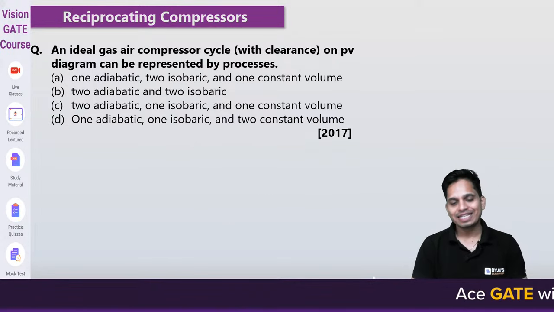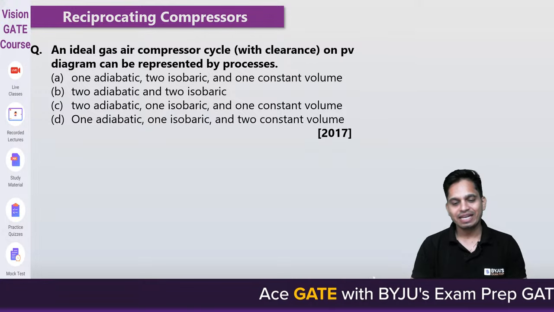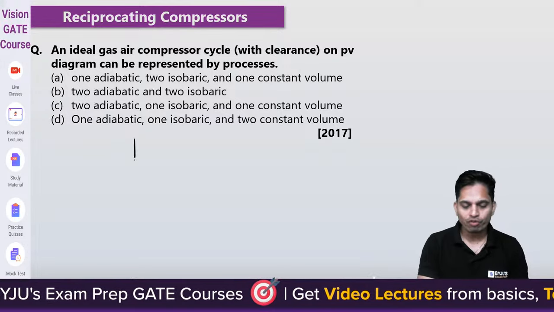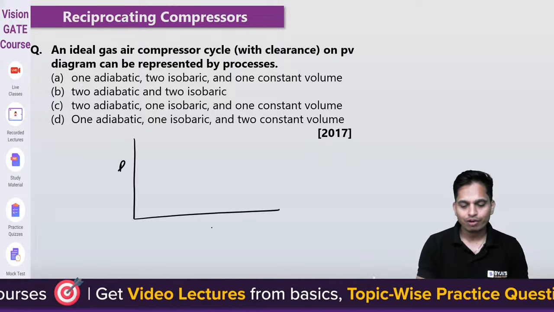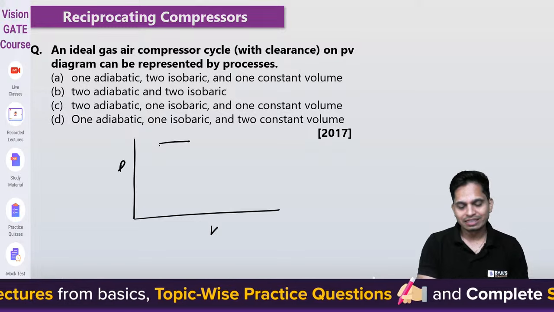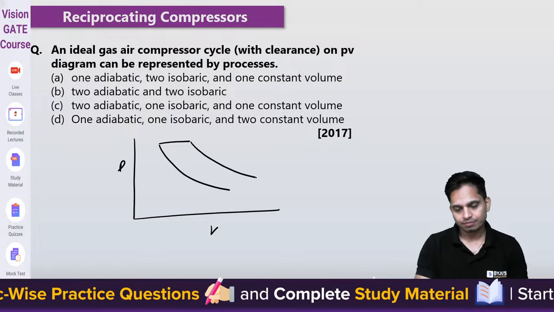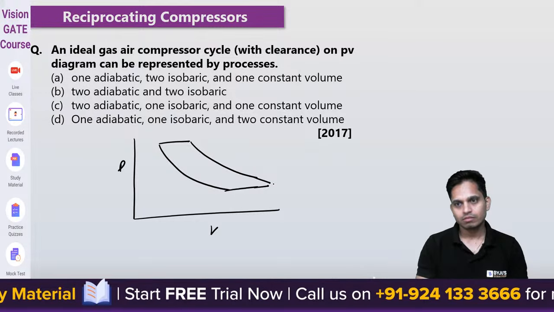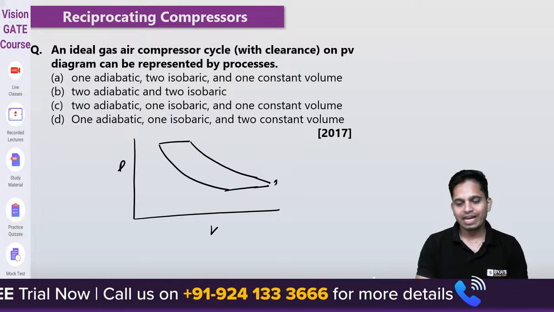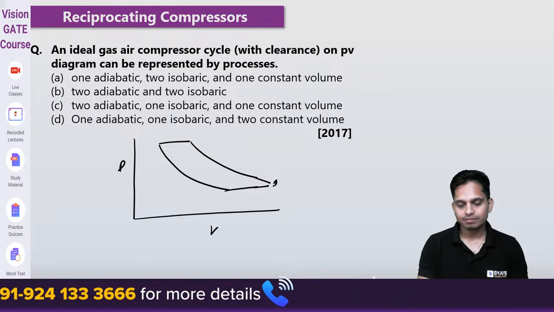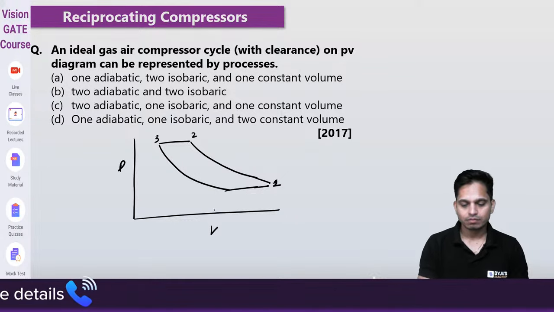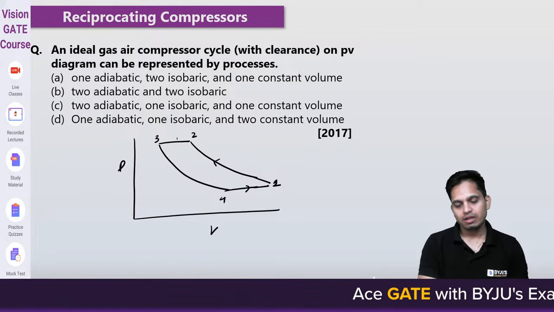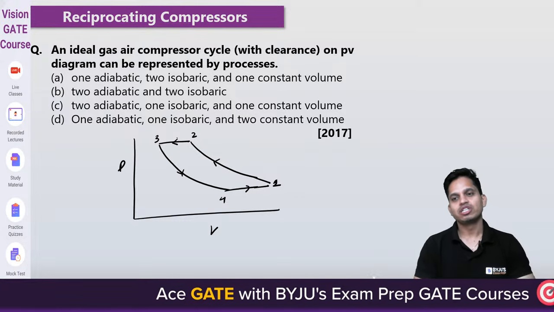An ideal gas compressor cycle with clearance, how do we represent it on a PV diagram? With clearance it is this. Suction, compression, exhaust, expansion.